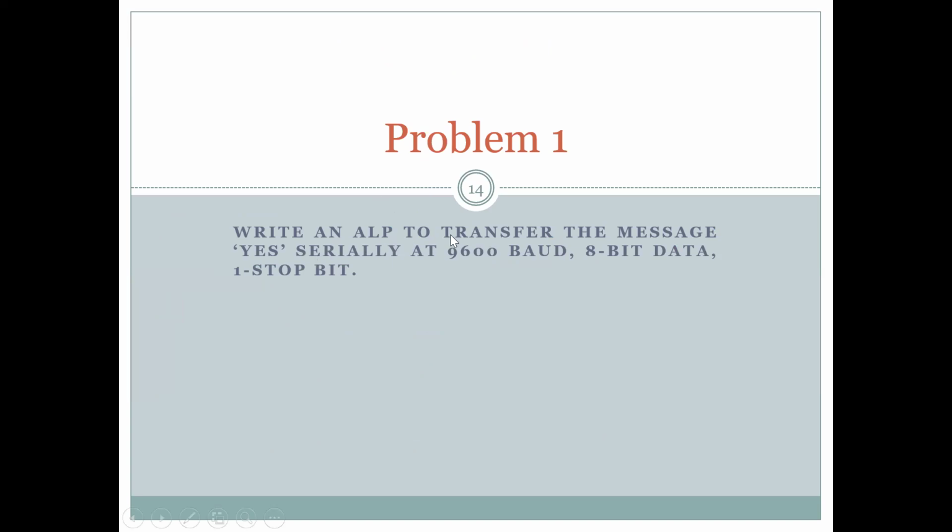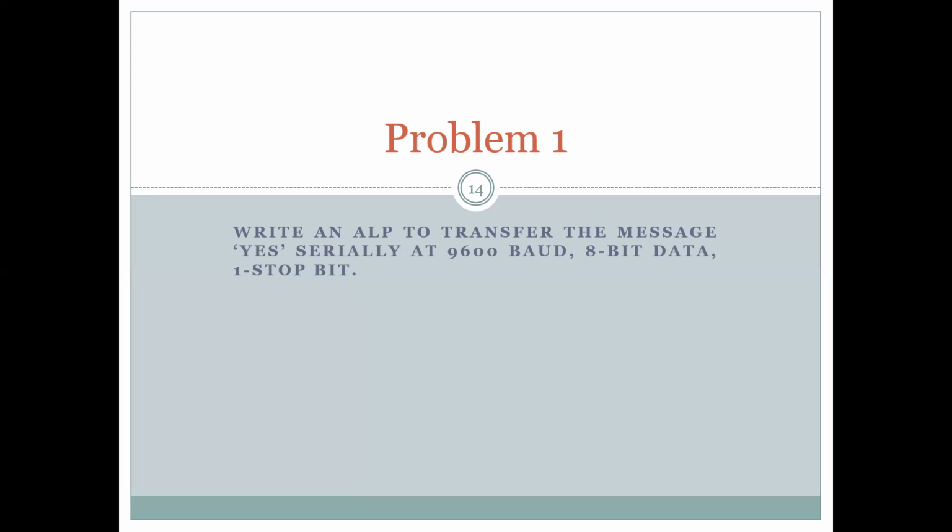You are supposed to write an ALP. Of course, you have to write it in high level also. The task is to transfer the message with the 3 characters YES serially at a baud rate of 9600 with 8-bit data and 1 stop bit. This is how the specifications are given for your UART, by which you have to configure the UART module. So data is 8 bits and baud rate is 9600.